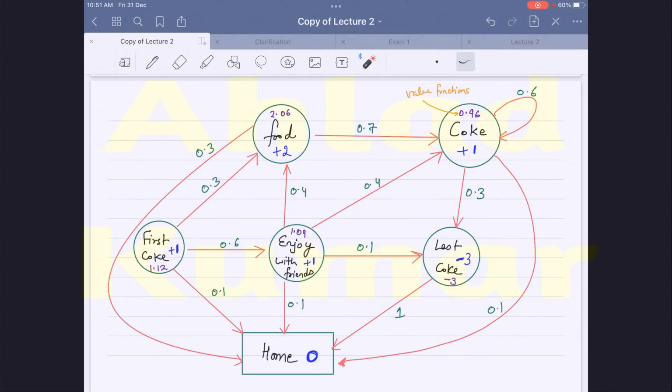Another point I missed out is the values shown in this purple color. All these values, like 1.09, 2.06, 0.96, -3, and then 1.12, are value functions for the states, which we have already calculated. So we will check whether these value functions come out the same through the programming or not.